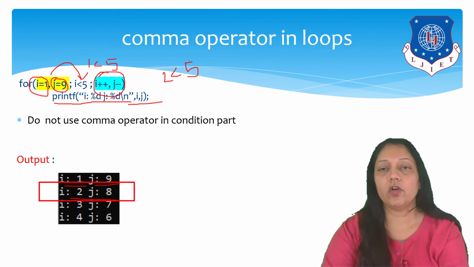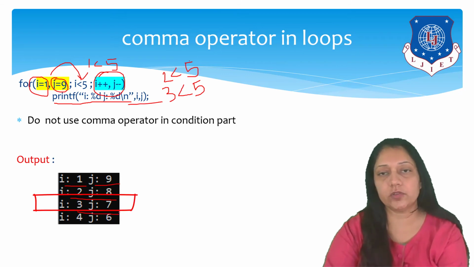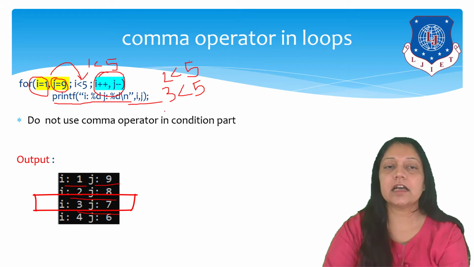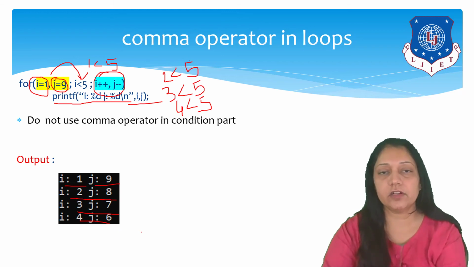Again update the value of i and j. So i becomes 3 and j becomes 7. Check the condition. 3 is less than 5. So the condition is true. So 3 and 7 is displayed onto the screen. Next is update the value of i and j. So now we have 4 and 6. 4 is less than 5. True. So i and j is displayed. So the value of i is 4 and the value of j is equal to 6.